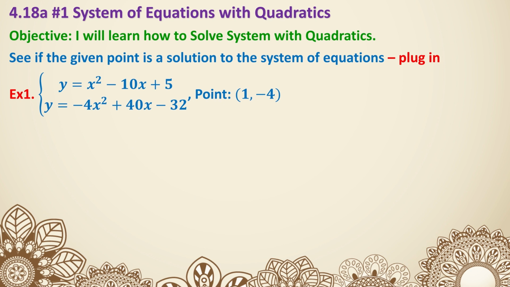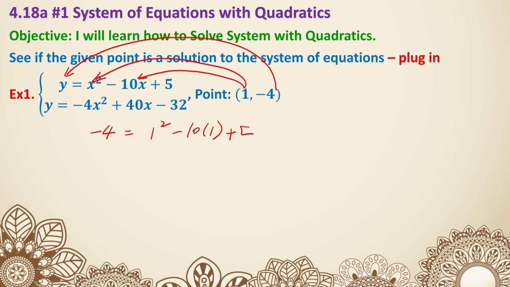So, example 1, you're given a point. In order to decide if it's a solution or not, you need to plug in x and plug in the y. So that's the first equation. Left side is -4, right side is 1 squared minus 10 times 1 plus 5. And you're trying to decide if they actually equal or not. The left side stays -4, the right side after calculation, it's also -4. And that means that they're the same, so the first equation works.